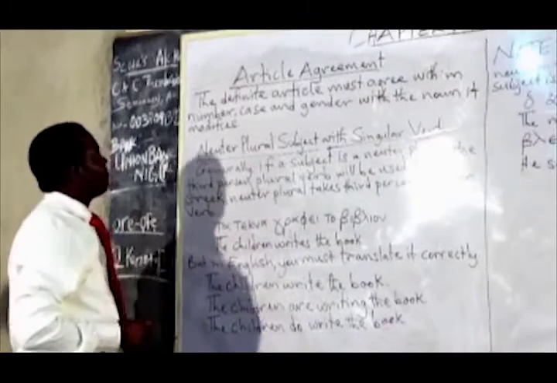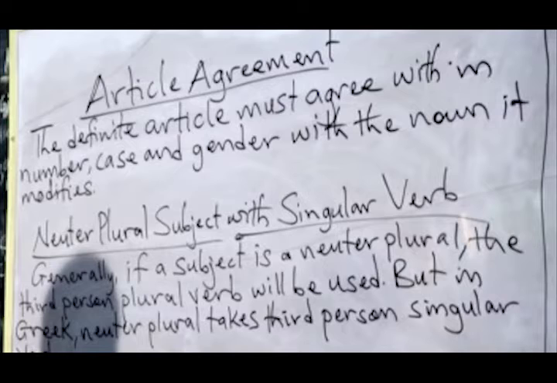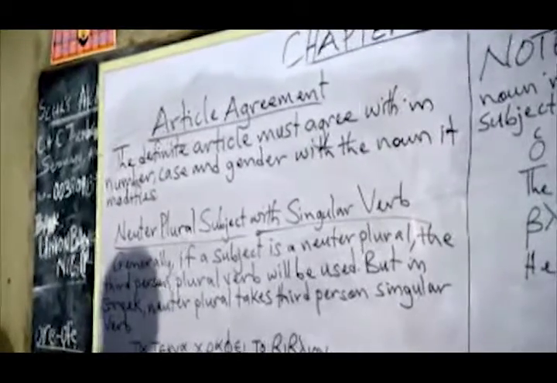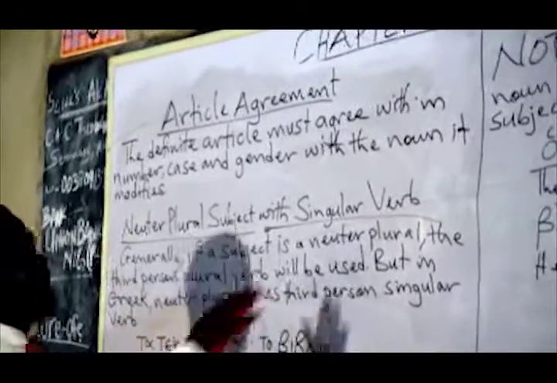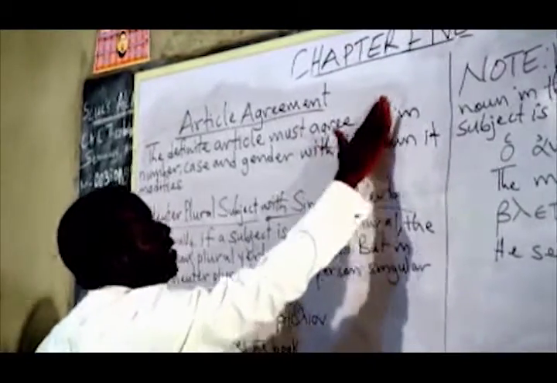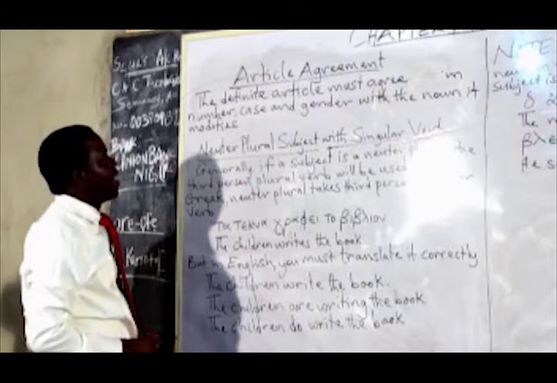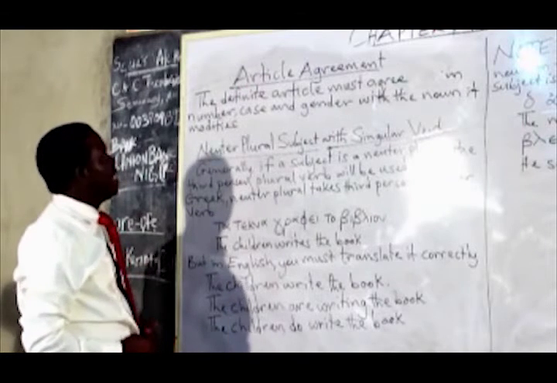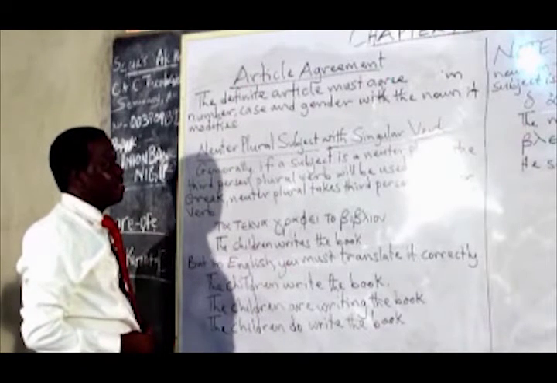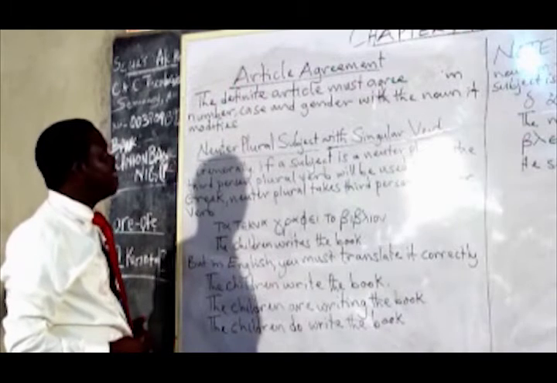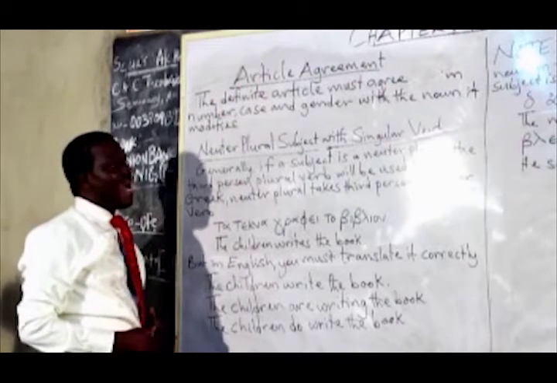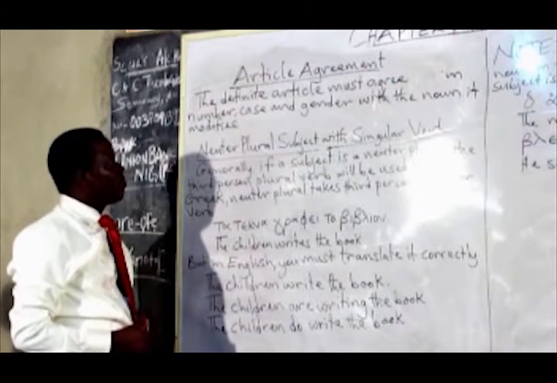Article agreement. In Greek, the definite article must agree in number, case, and gender with the noun it modifies. So you have to master this very, very well. There must be an article agreement.